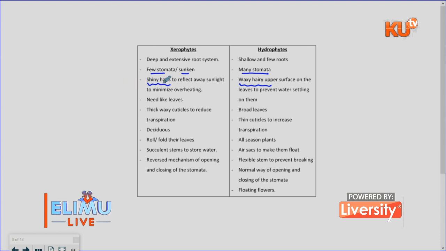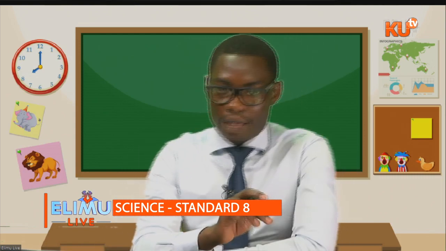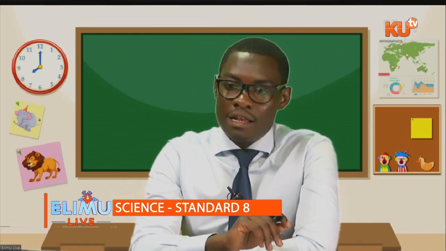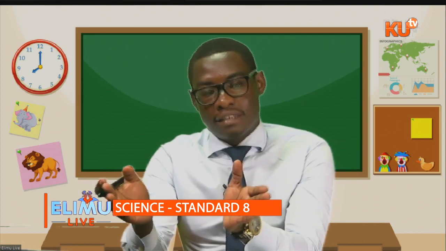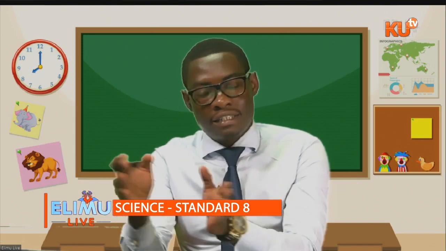Now, these are shiny to reflect away sunlight. Why should they reflect away sunlight? To minimize overheating. Then these ones have waxy hairs on the upper surface of the leaves. And what is the importance? To prevent water from settling on them. Now, this point is very key and very interesting, as I've said. They both have hairs. Xerophytes are shiny, hydrophytes are waxy.